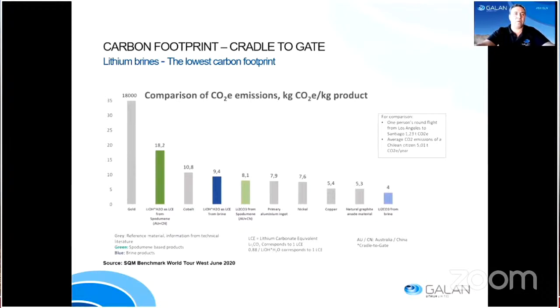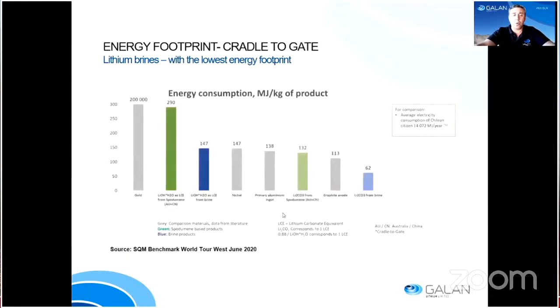Why brines, and why we are doing what we're doing, is because the conventional technology today is the only proven technology that can prove the production of CO2 at the lowest level possible in the industry. So this is courtesy of SQM. We're doing our own ESG, and we should be able to come with some numbers down the track this year.